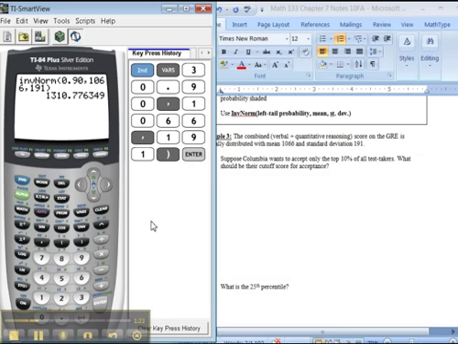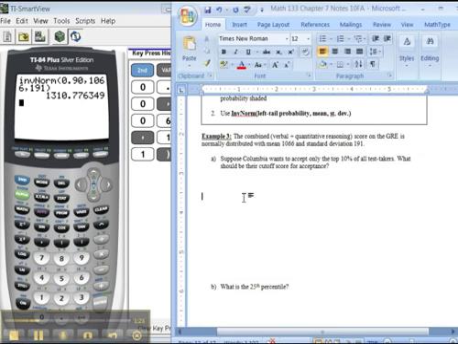There you go. Their cutoff score would be 1310.776, so in other words, 1311. Unless you scored 1311, they wouldn't even touch you. Cool.